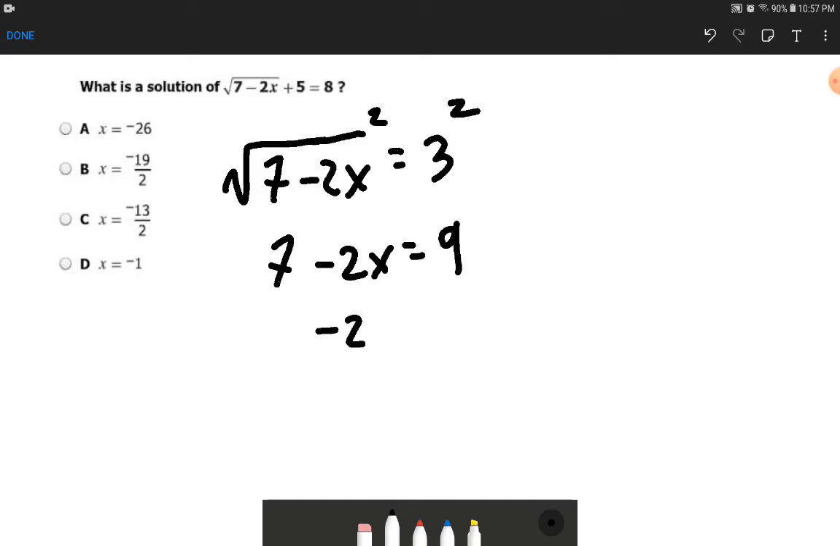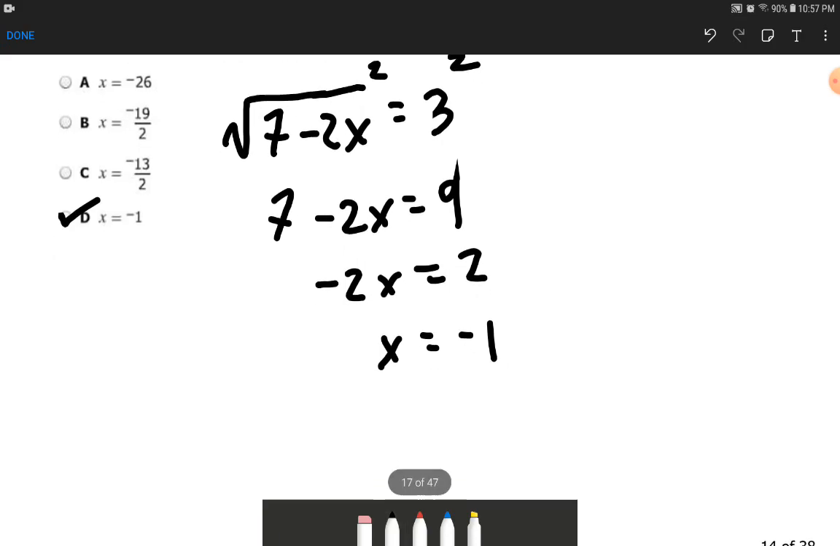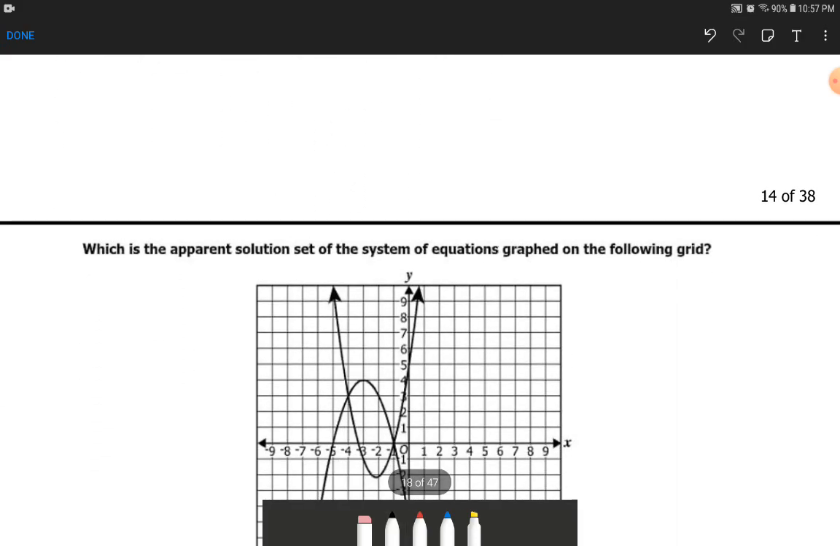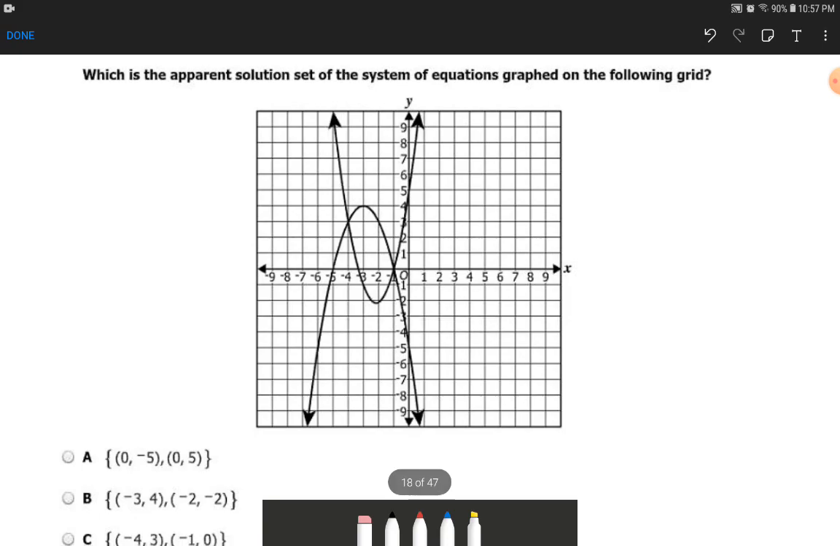And we'll get 7 minus 2x equals 9. Subtract 7 on both sides. Get negative 2x equals 2. And we will divide by negative 2 on both sides. And you will get x equals -1. Alright, so our answer is D. Let's move on to 15.